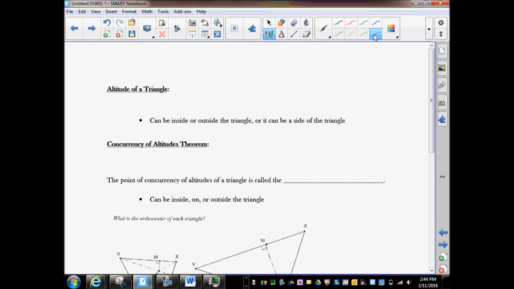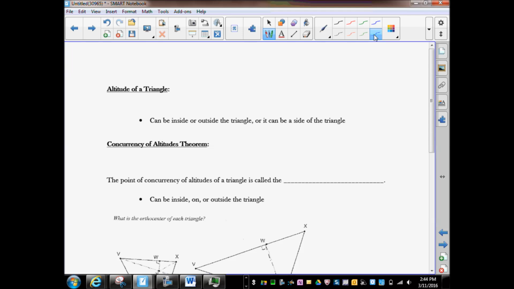All right, so altitudes. So just think, we had perpendicular bisectors that all intersected at one point, angle bisectors that all intersected at one point, and medians that all intersected at one point. We're now going to take a look at our altitudes. And what is an altitude? You tell me. You should have done your vocab.